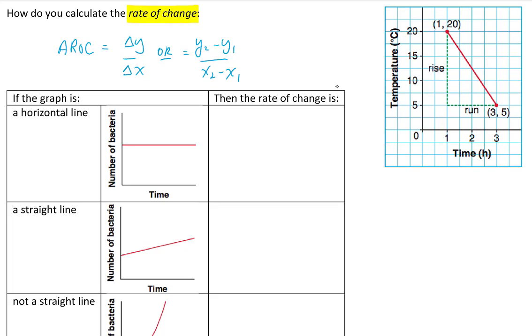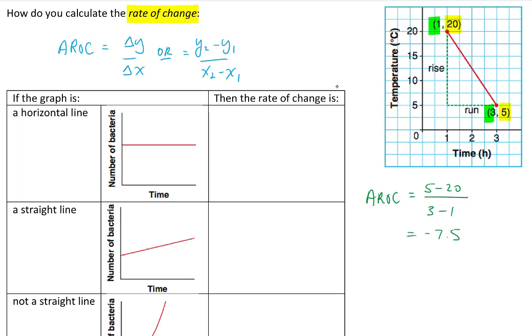So for example, let us find the average rate of change for the points given in the diagram above. So first we're going to take the delta y, so the subtraction of the two y values, so 5 minus 20. And then we're going to subtract the two x values, 3 minus 1. So on your calculator, you can take 5 minus 20 in brackets and divide it by 3 minus 1 in brackets. And that'll give us negative 7.5.